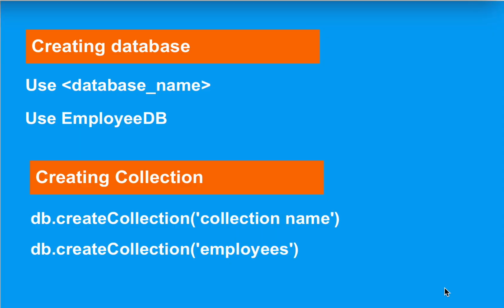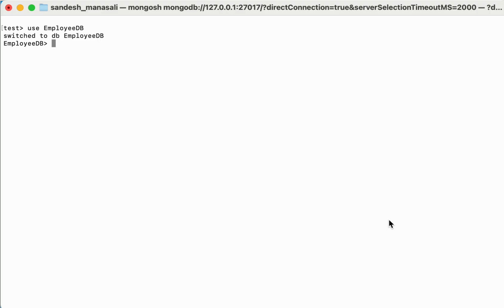A relational database contains multiple tables, while in MongoDB, a database contains multiple collections. Collections are similar to tables, but they are schemaless, and documents within them replace the rows in tables. To create a collection, we make use of the createCollection method, which takes the collection name as a parameter. Example, db.createCollection employees. This will create the employees collection within the employeeDB.